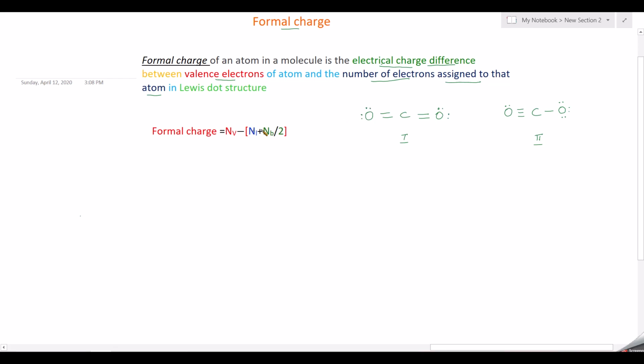Now to find out the formal charge we can use this formula. Mathematically, formal charge is equal to NV minus NL plus NB by 2, where NV is the number of valence electrons, NL is the number of lone pair electrons, and NB is the number of bonding electrons. Now you can write this NB by 2 like this. That is, the number of bonding electrons divided by 2 will give nothing but the number of bonds.